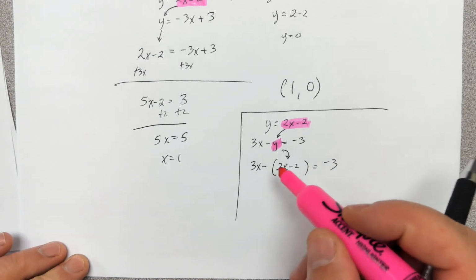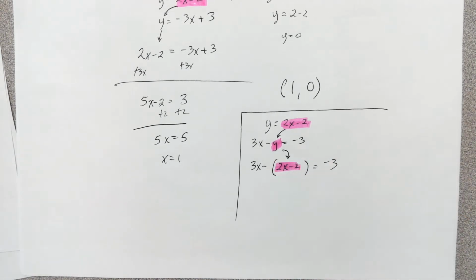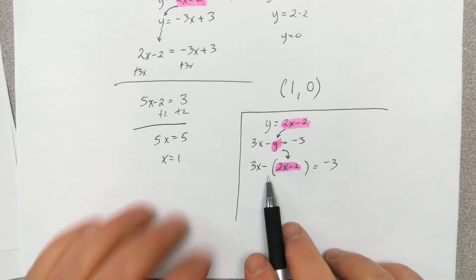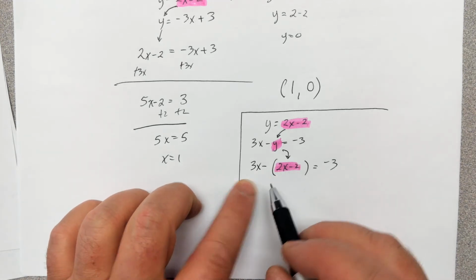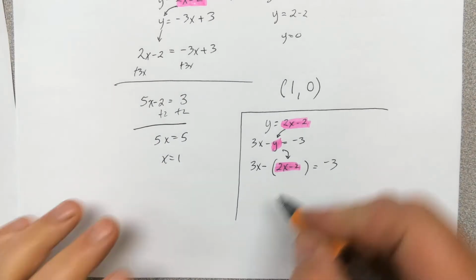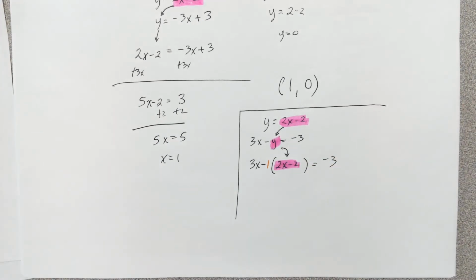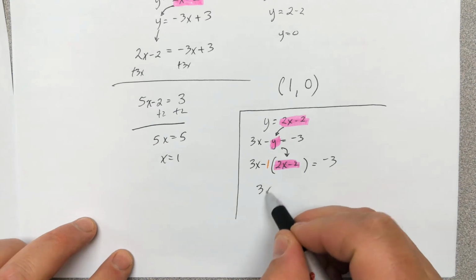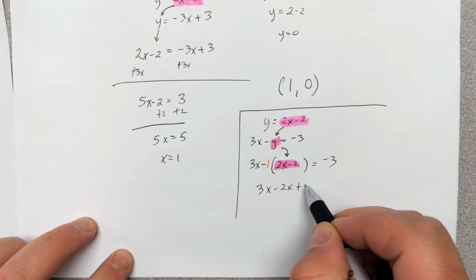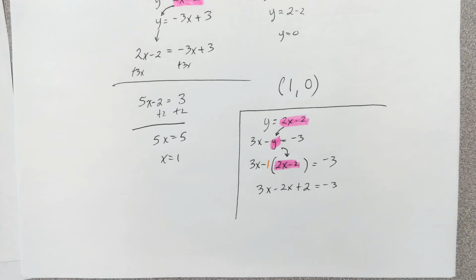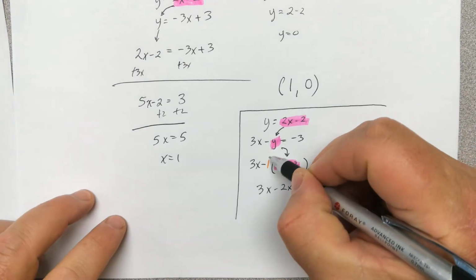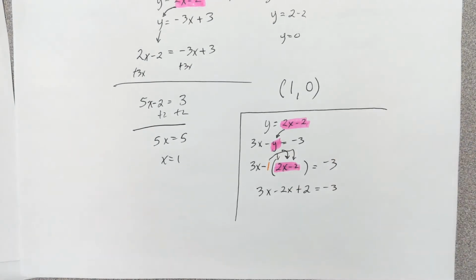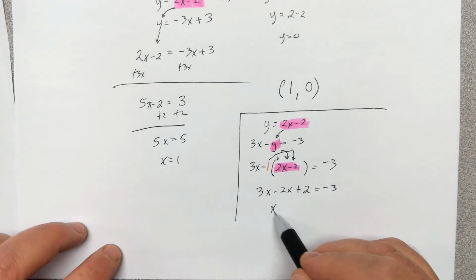Do we have to put parentheses on it? If you don't, you're going to mess it up, because it will say minus 2x minus 2, but really you have to distribute the negative 1. So you're going to have 3x minus 2x plus 2 equals negative 3, because you have to do this right here and right there, and combine those two. So that's x equals.